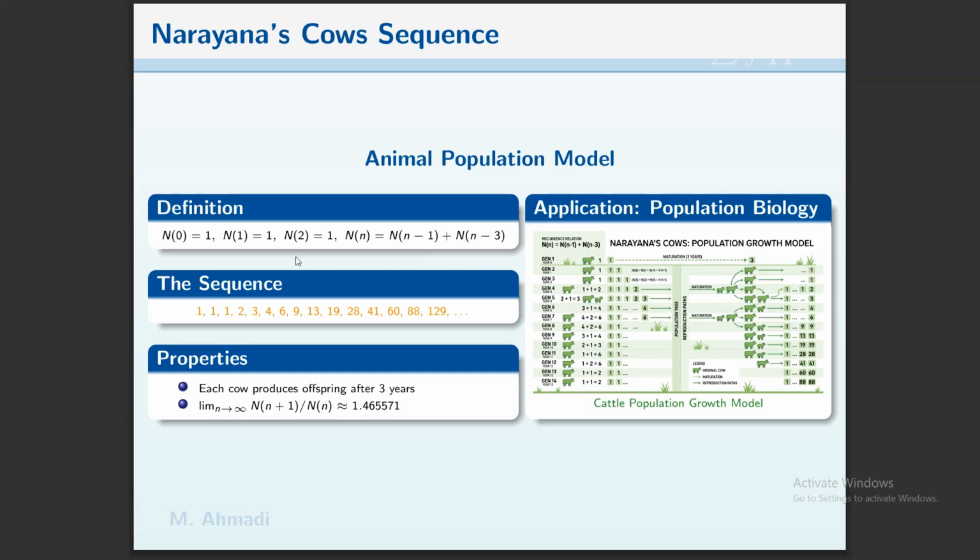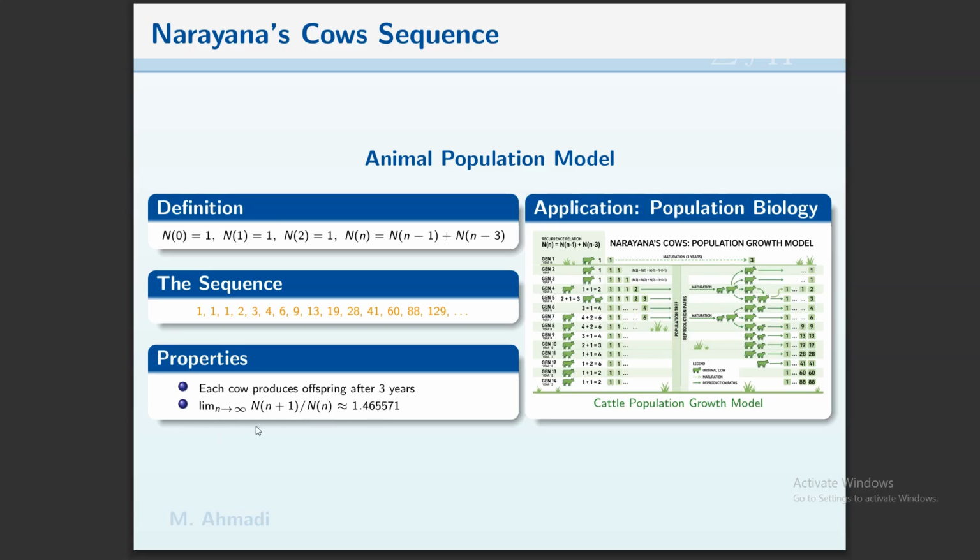The definition is N0 equals 1, N1 equals 1, N2 equals 1, and Nn equals Nn minus 1 plus Nn minus 3. The generated sequence is 1, 1, 1, 2, 3, 4, 6, 9, 13, 19, 28, 41, 60, 88, and 129, and so on. The property is related to the cattle population or cow population. Each cow produces offspring after 3 years.